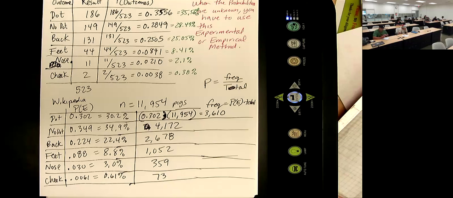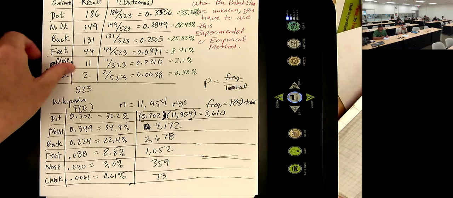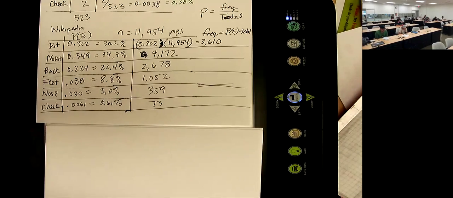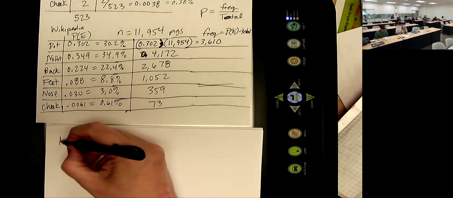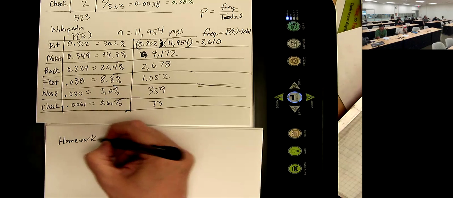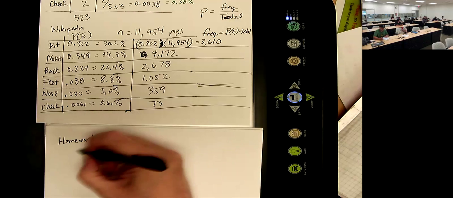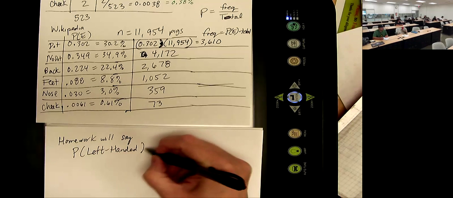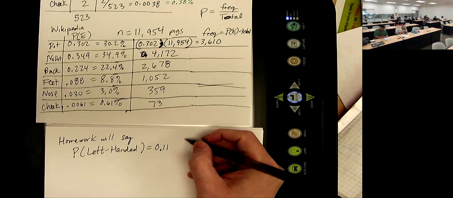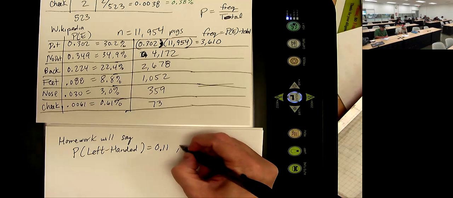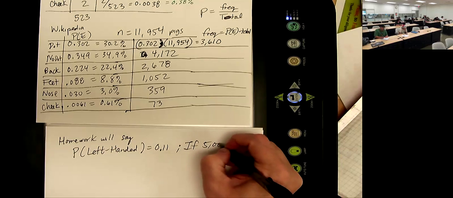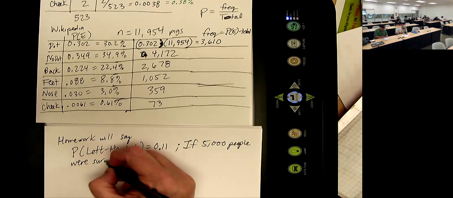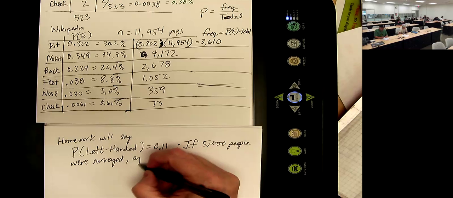The reason why I'm saying that is the homework will ask you stuff like this. Homework has questions like this. Homework will say something like, the probability of being left-handed is 0.11. If 5,000 people were surveyed, approximately how many are left-handed?